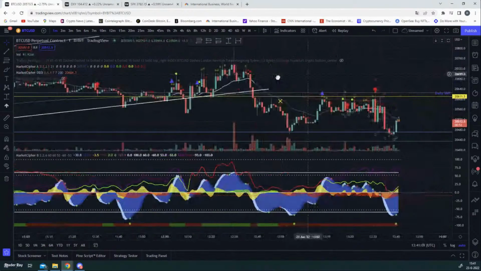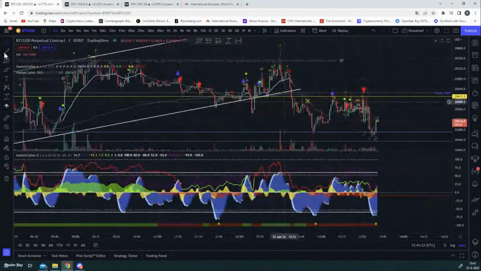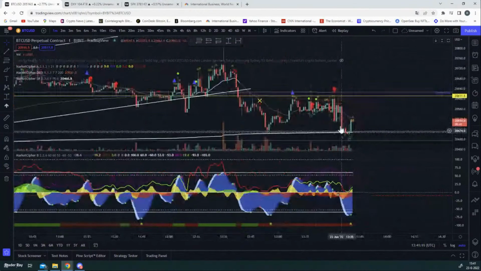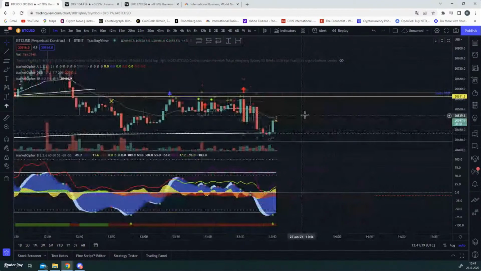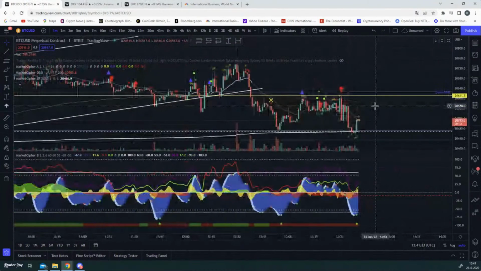Oh, look at the bounce off the golden pocket. Beautiful. Golden pocket right here, and I think also VWAP. Oh, look at that, almost to the exact dollar. That is crazy. Yeah, that's crazy.